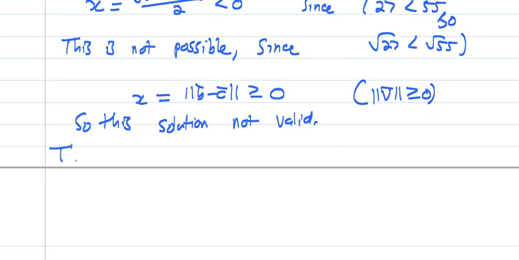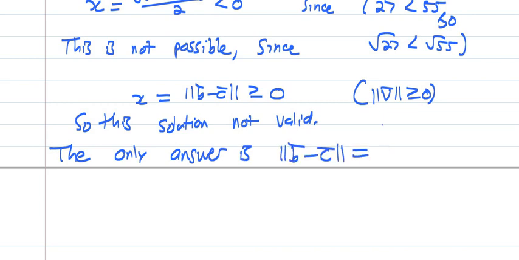And now let's finish it off and say the only answer is that the norm from B to C is equal to the square root of 27 plus the square root of 55, divided by 2.